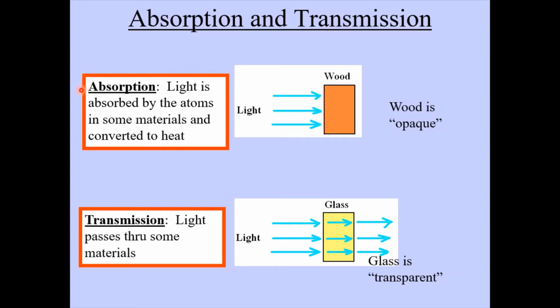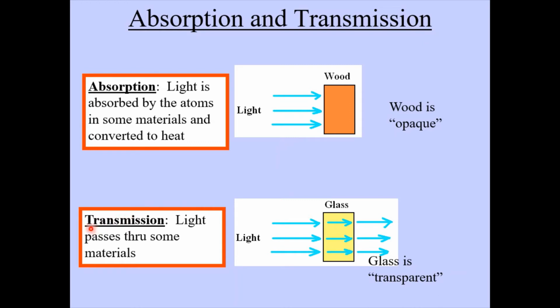Absorption just means that light is absorbed by the atoms in some materials and converted to heat. So if you try to shine light through wood, for example, the wall of your house, obviously the light doesn't get through. What happens is the photons are absorbed by the atoms and molecules inside the wood, and that energy is ultimately just converted to heat. So we say that wood is opaque. By the way, this also explains why things get hot when they're set out in the sun.